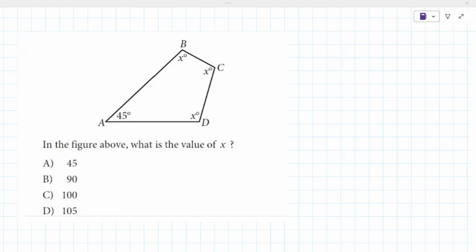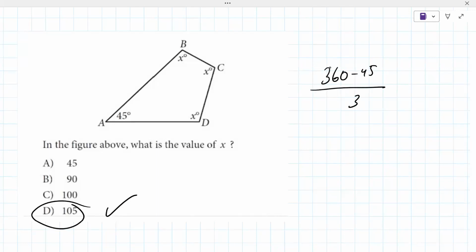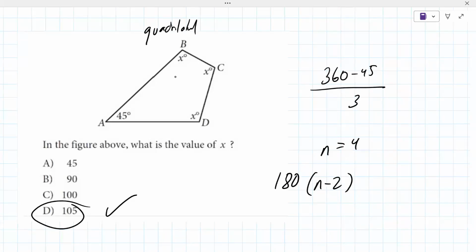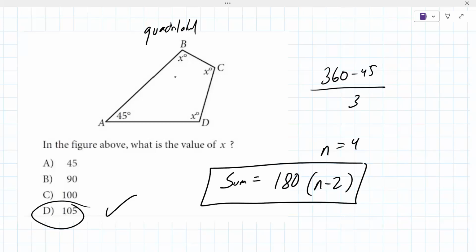Is it D? How did you come up with D? I did 360 minus 45 and then divided that by 3. Okay, that'll do it. How did you know that it was 360 degrees? Because all parallelograms are 360 degrees. You said parallelogram. This actually is a quadrilateral because there are no parallel sides, just four sides. Oh yeah. So because n equals 4, you may want to remember this formula. This is the sum right here. So just something to think about.